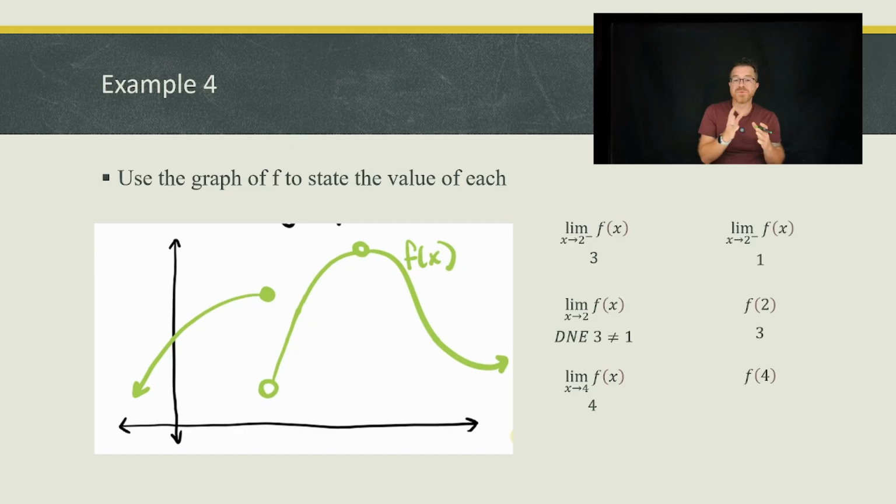Now, what is the value of the function at 4? Well, the fact that I have an open circle means that a value does not exist at x equals 4. So therefore, the answer would be does not exist.